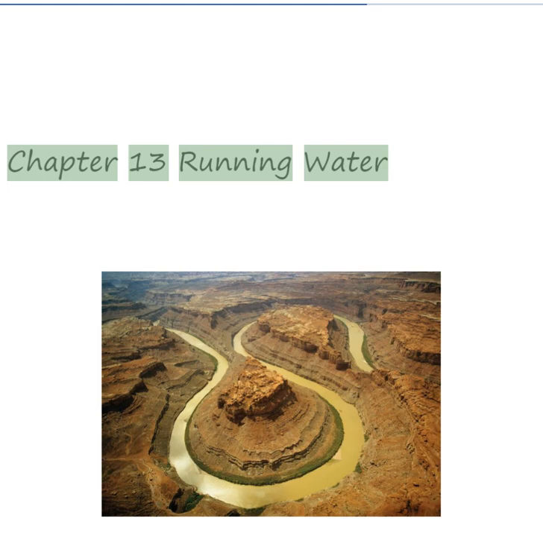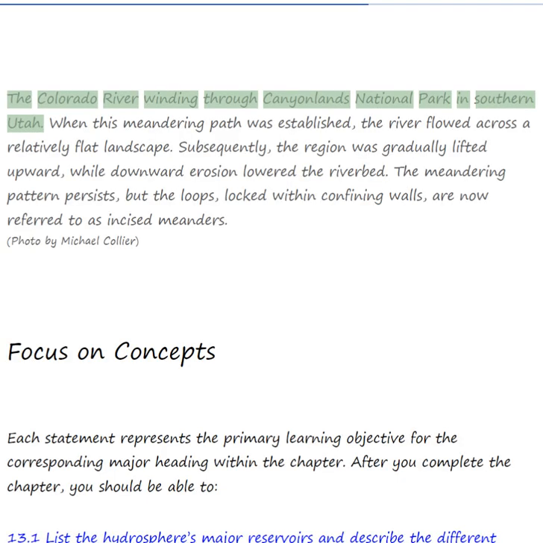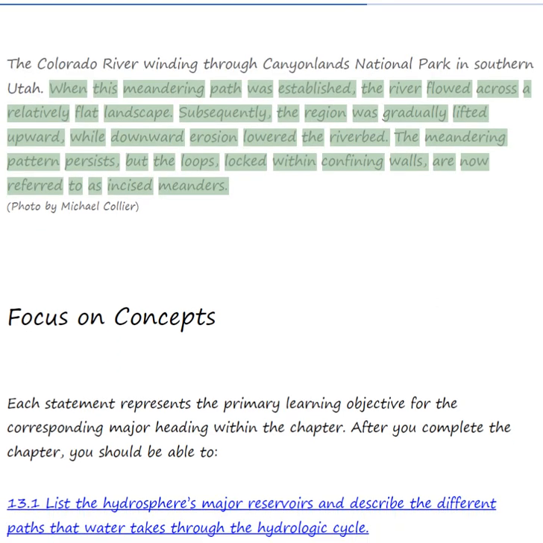Chapter 13, Running Water. The Colorado River winding through Canyonlands National Park in southern Utah. When this meandering path was established, the river flowed across a relatively flat landscape. Subsequently, the region was gradually lifted upward, while downward erosion lowered the riverbed. The meandering pattern persists, but the loops, locked within confining walls, are now referred to as incised meanders.